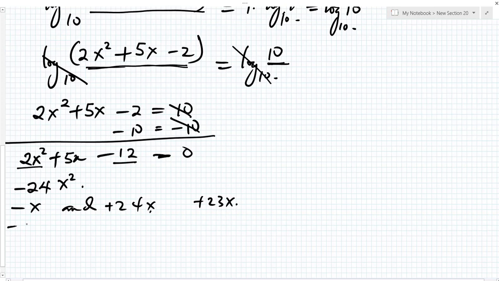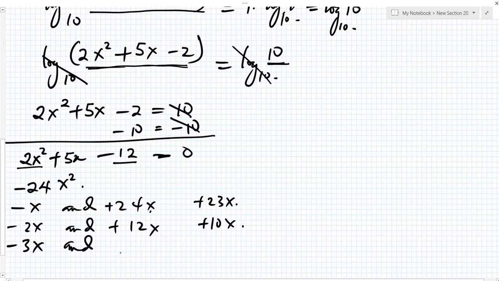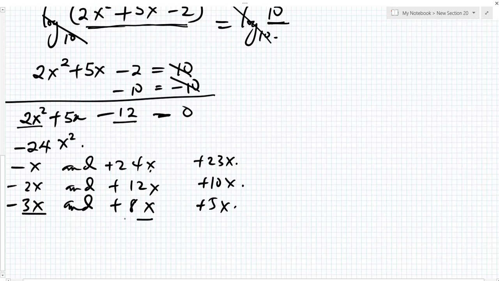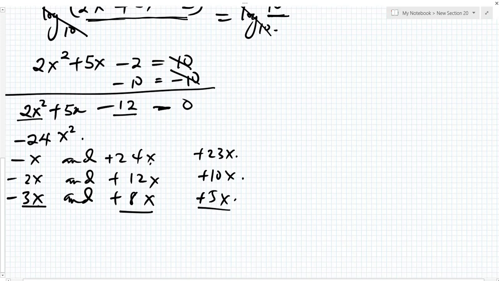Now let's use minus 2x and plus 12x. It will give us plus 10x. Now let's use minus 3x and plus 8x. If you add these, they give us plus 5x. So these are the two factors of minus 24x² that, when you sum them up, give you plus 5x. So I'll use them to factorize this.